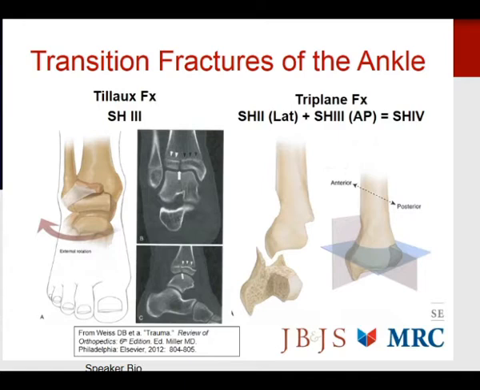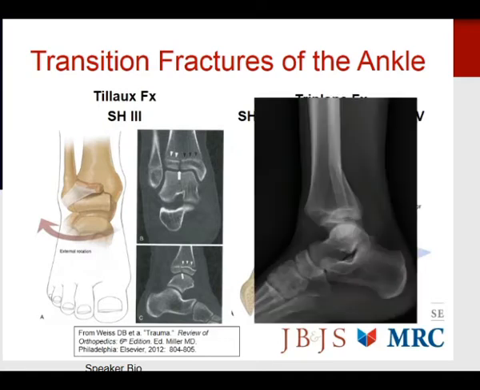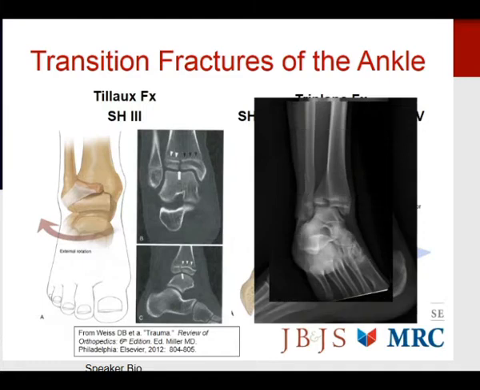The triplane fracture refers to a fracture which occurs in all 3 planes, and this fracture occurs in slightly younger children where there's more of the growth plate remaining open. On the lateral x-ray, this will frequently look like a Salter-Harris 2 injury, whereas on the AP, it looks like either a Salter-Harris 3 or a Salter-Harris 4 injury.